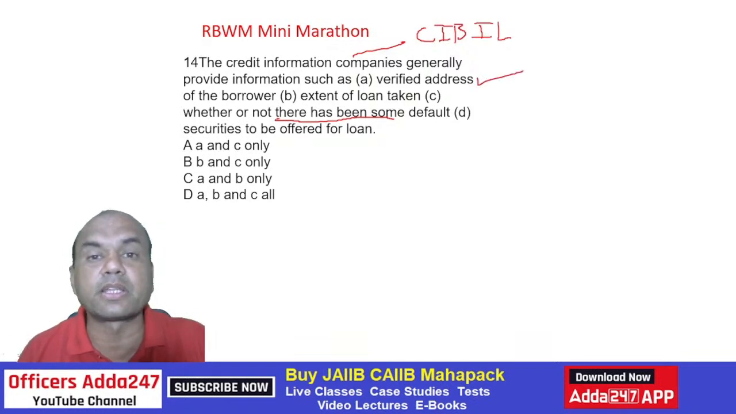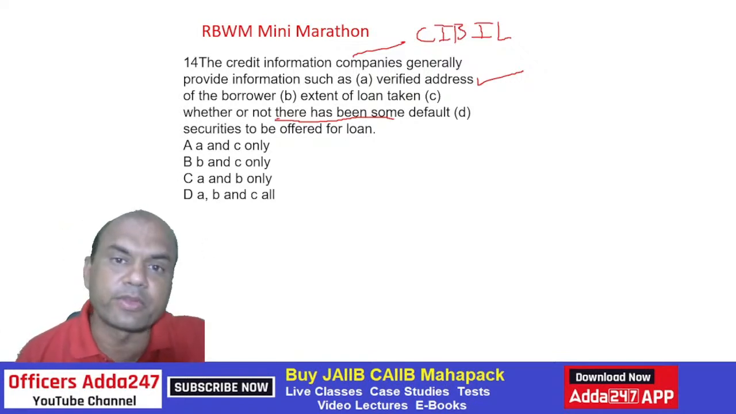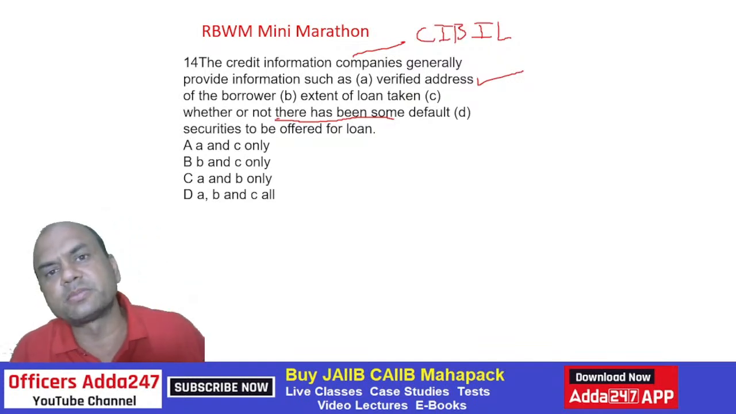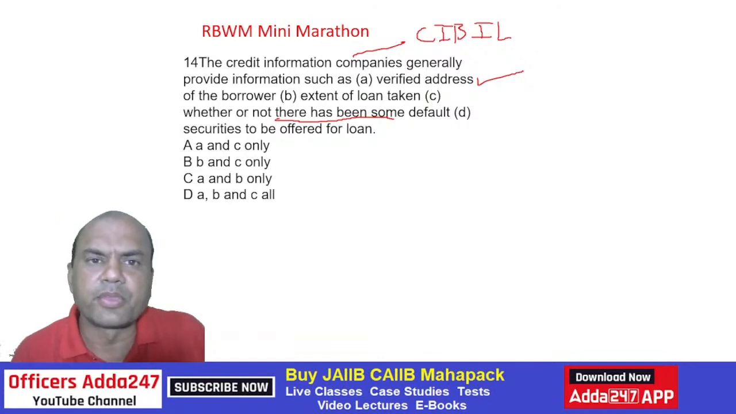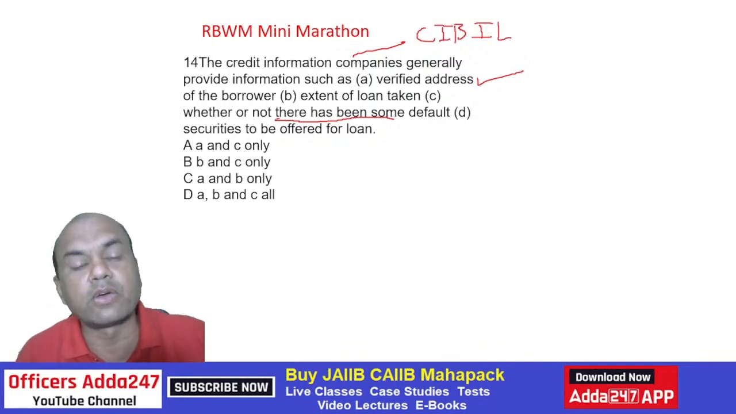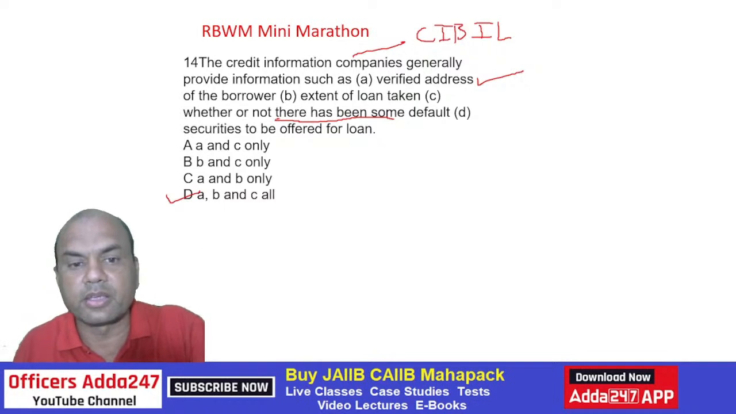Obviously, in the CIBIL report, whatever address is given is always the verified address as per the Aadhaar. Extent of the loan taken means how much loan this person has taken, that will definitely be given in the report. Default also. But nothing about security will be mentioned, because security no one knows. Suppose I have a CIBIL report, I have taken 3 to 4 loans earlier and repaid them regularly. But will CIBIL know that I have bought a new house that I can offer as security? It won't know. So the answer will be A, B and C only, not D. Securities to be offered won't be the answer here. Okay? Clear everyone? Move on.